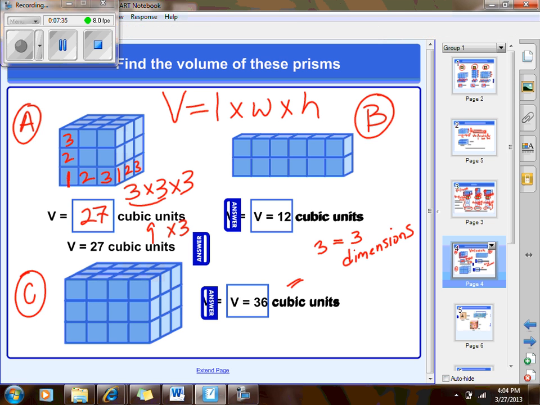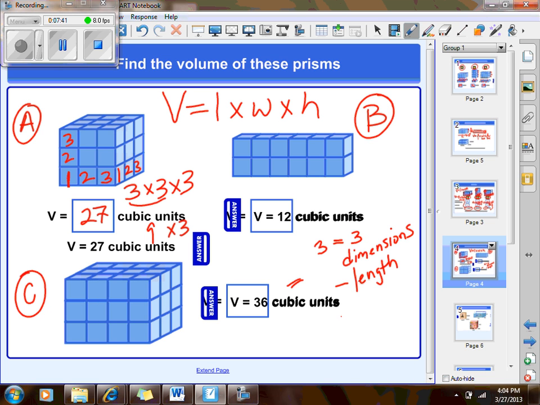Pop quiz, what are those dimensions? Length, width, and right, height. Now I'll give you some real life examples for you to work through.